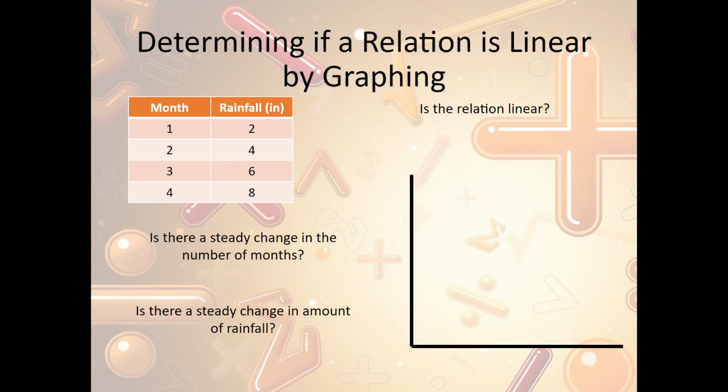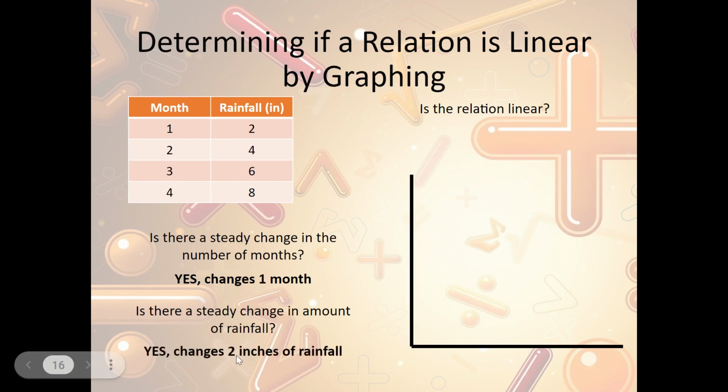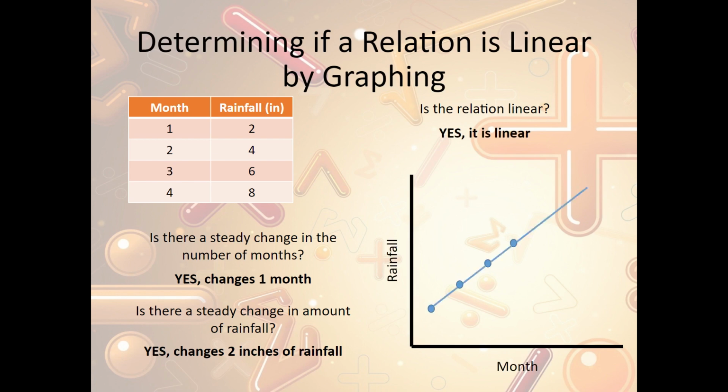So let's take a look at the table. We have our months, and we see that there is a steady change. We're adding by 1 month each time. And in rainfall, we can see that we have a consistent change also. We are adding by 2 inches each month. Therefore, if we were to plot these points, it would look like this, and we can see it does form a straight line, and yes, it is linear because we have a consistent change of addition and a consistent change of addition.